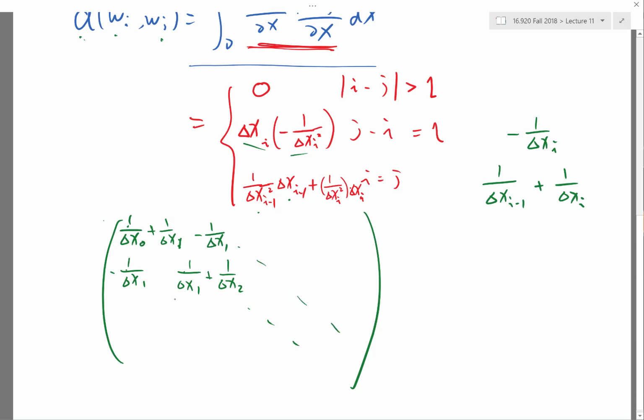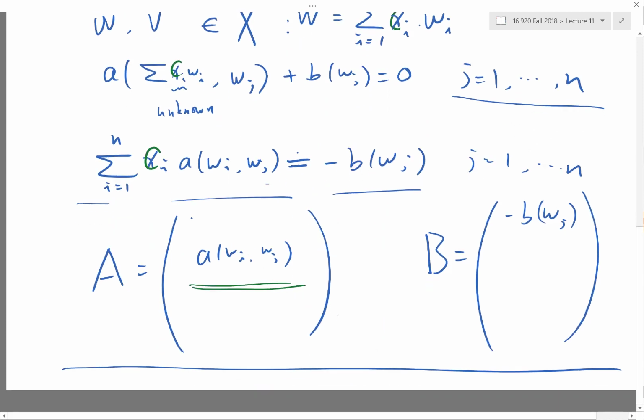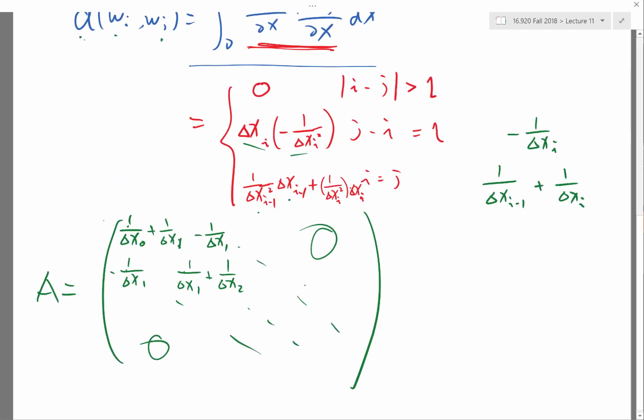And it's a tridiagonal matrix, because all of the upper and lower diagonals more than one entry away are equal to 0 completely. So this is going to be my matrix A. Does it make sense? It's the matrix that is composed of the pairwise basis functions going into the bilinear form. Any questions? No?